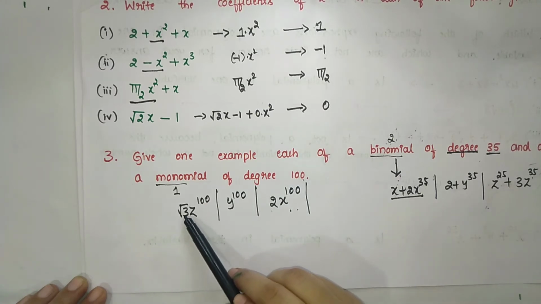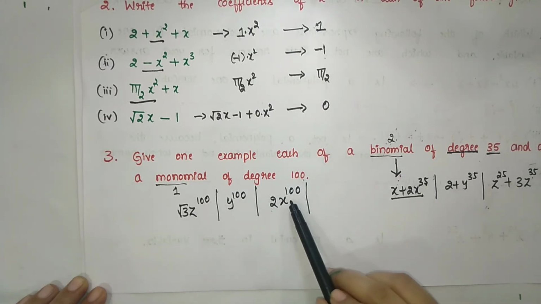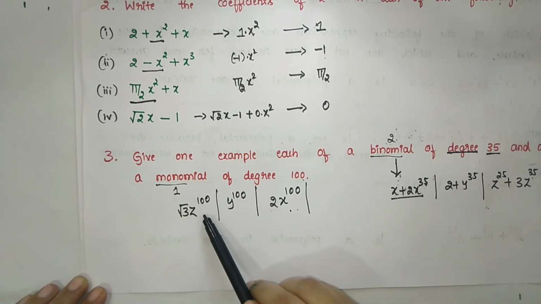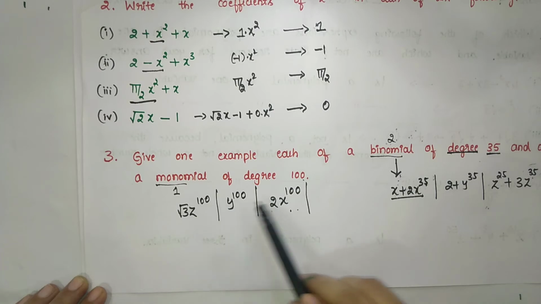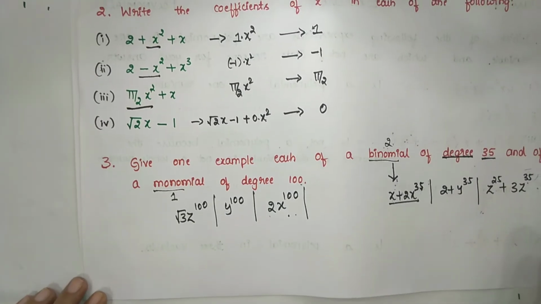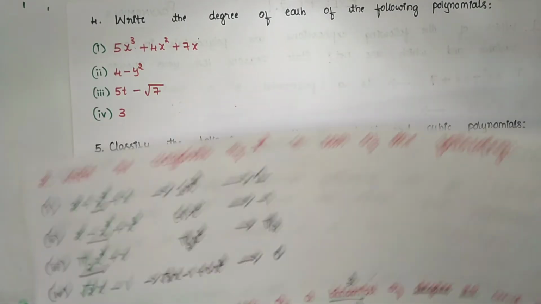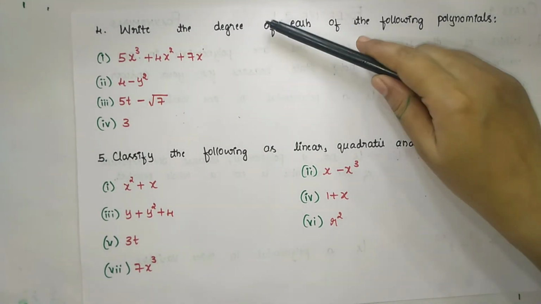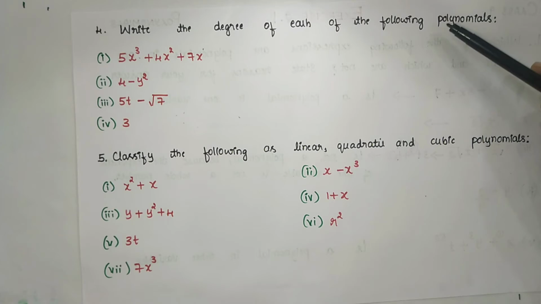You can take any constant and any variable, but the only thing is there should be only one term for a monomial, and the degree, that is the highest power of the variable, should be 100. Now let us see the fourth question, that is, write the degree of each of the following polynomials.